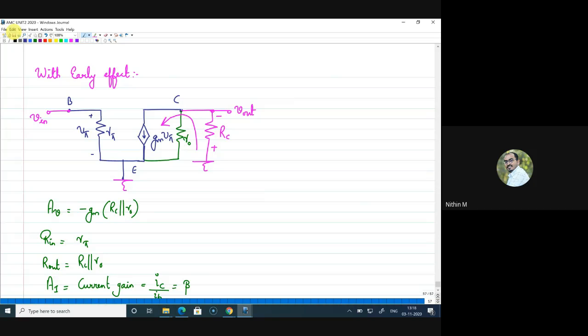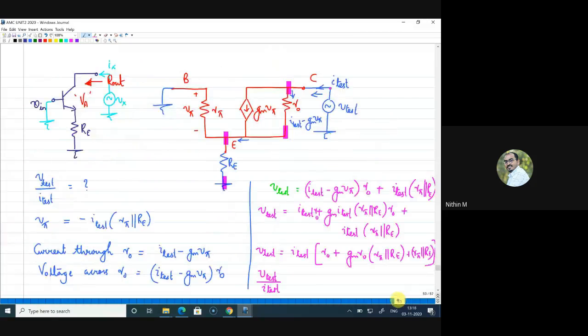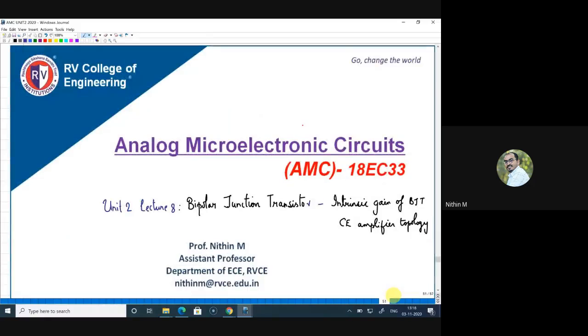So I'll be winding up for today's class. What we have done today is we analyzed the intrinsic gain of a BJT common emitter topology, and also we analyzed the output resistance of a BJT when there is an emitter resistance. So we'll continue this in the next class. Next class we'll look at the other topologies, common base, common collector, and common emitter with degeneration, and then we will come back to the numericals and thoroughly look at biasing as well as the small signal calculations.